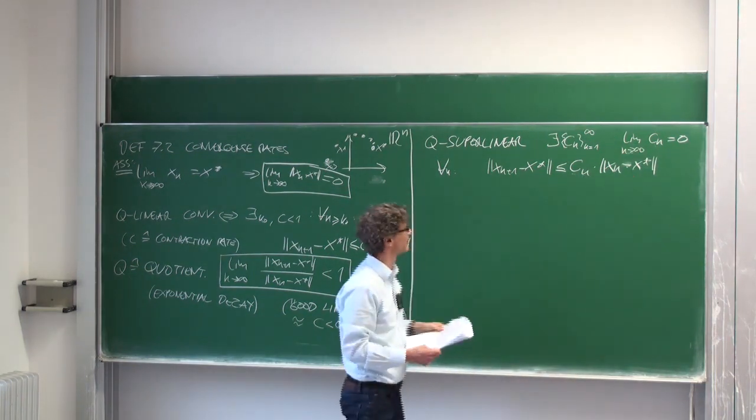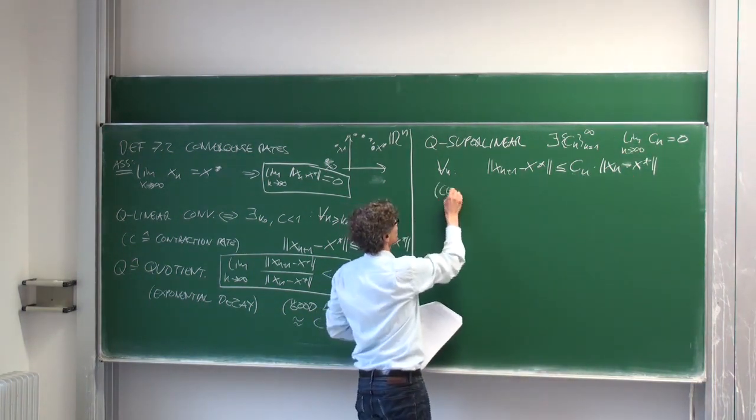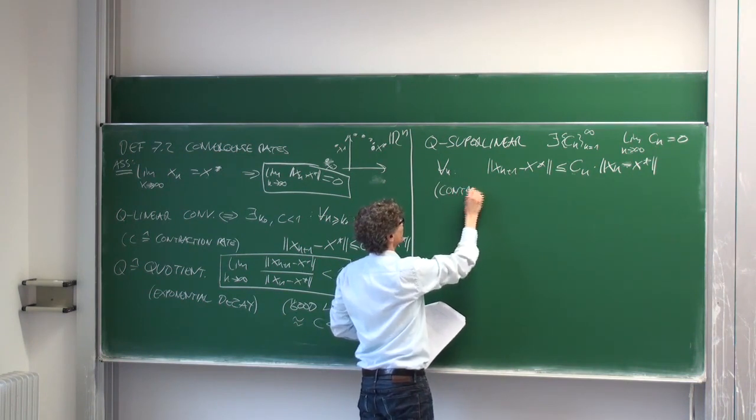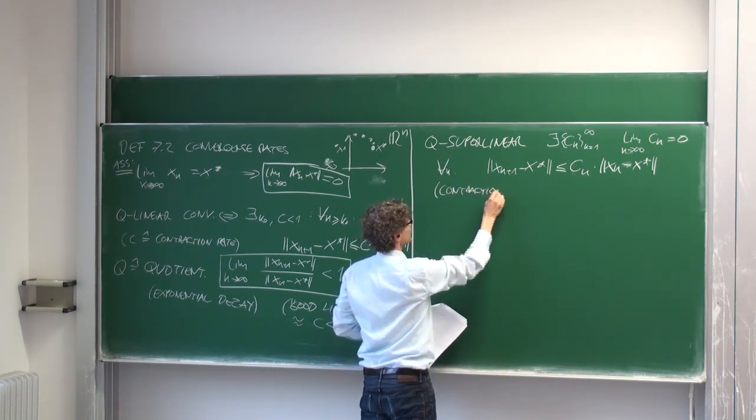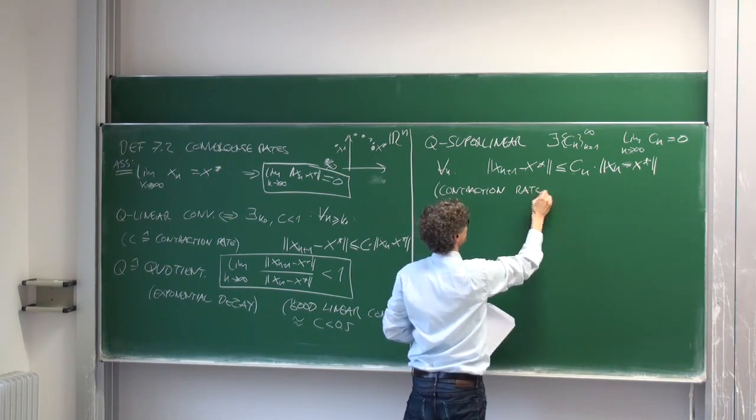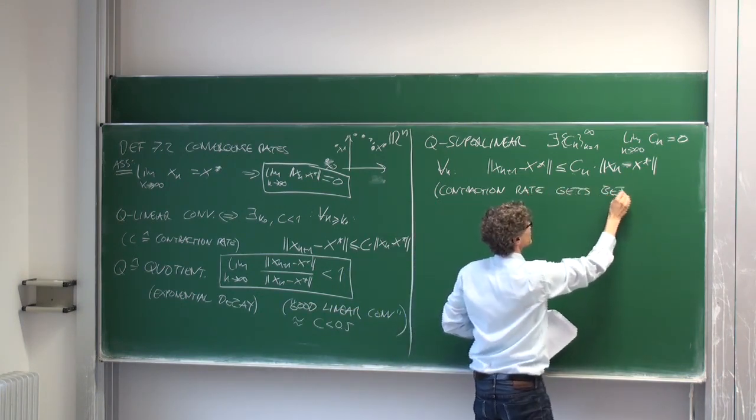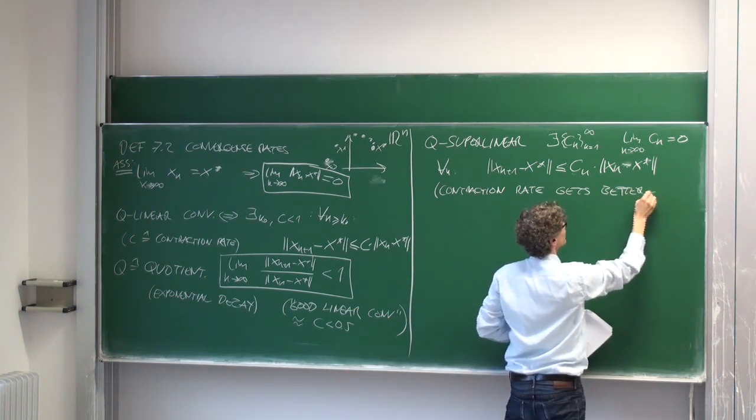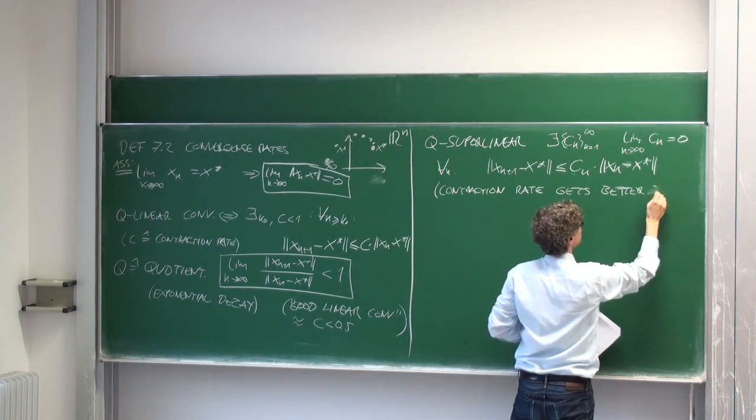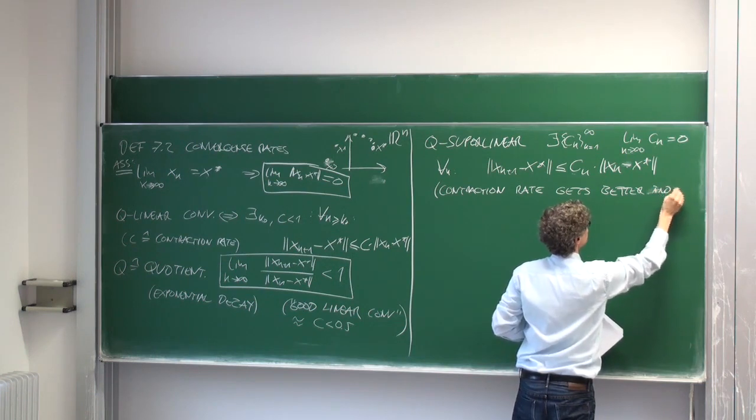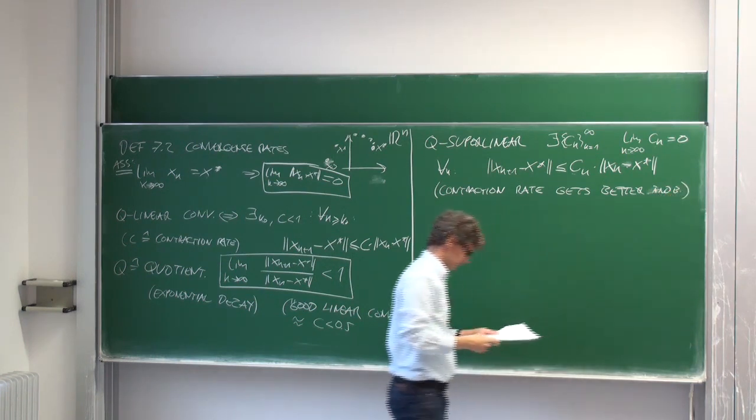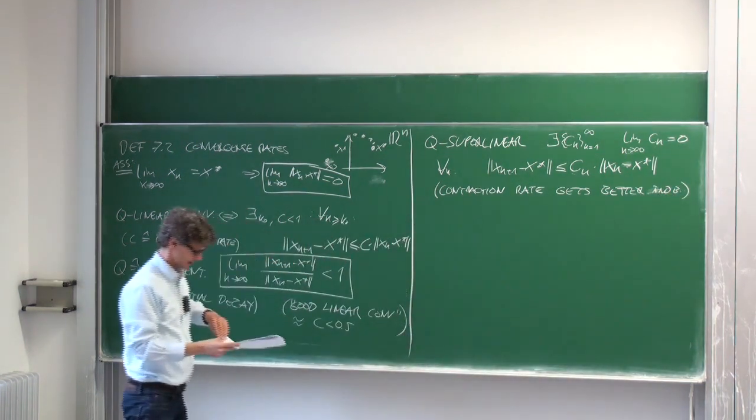So the contraction rate gets better and better. So that's what Q superlinear convergence does.